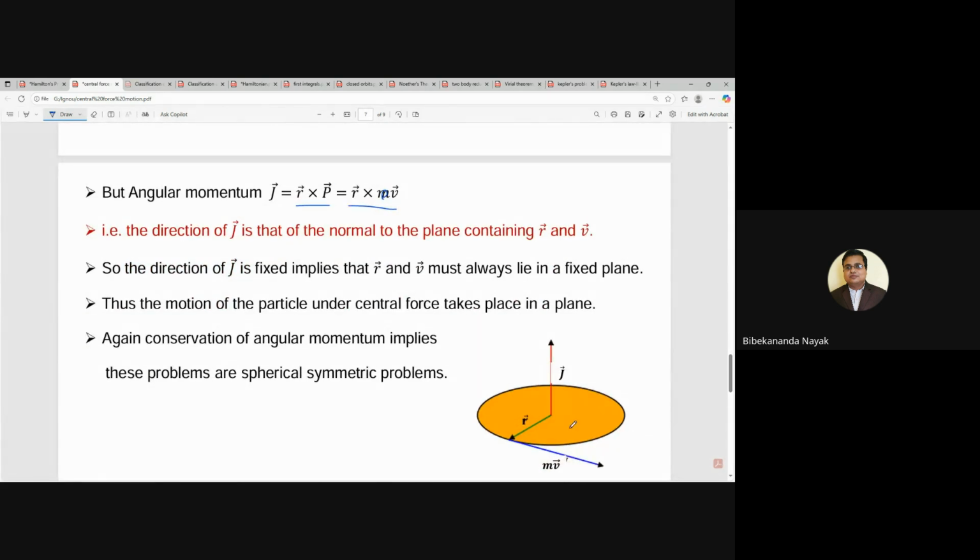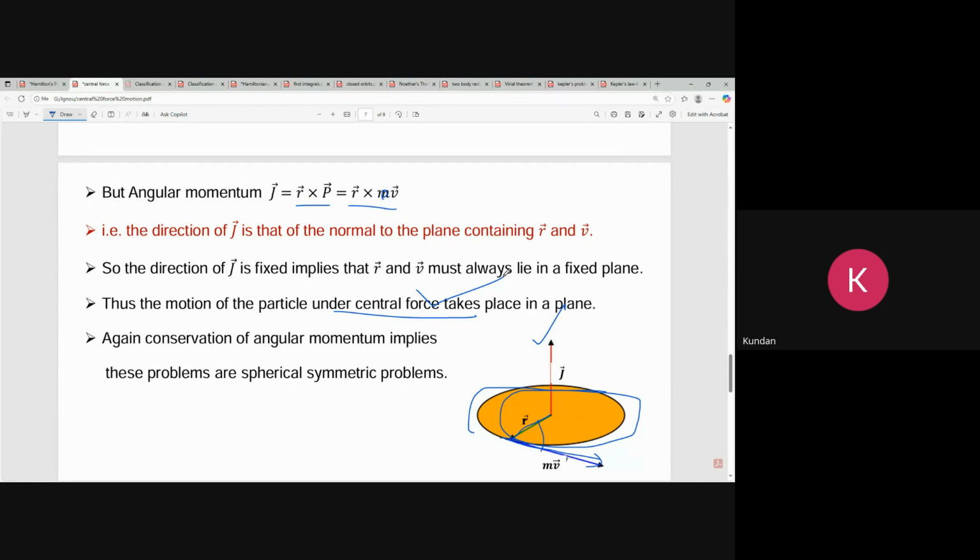So r is the position vector, and v is the direction of motion. R cross v is the direction, toward this direction. It is always constant. That means the motion all occurs in a plane, in 2 dimensions. The central force motion occurs in a plane. Is it clear? Yes, sir.